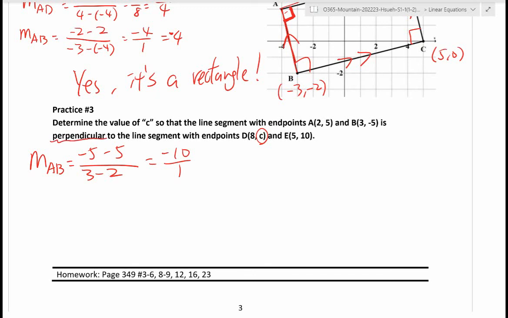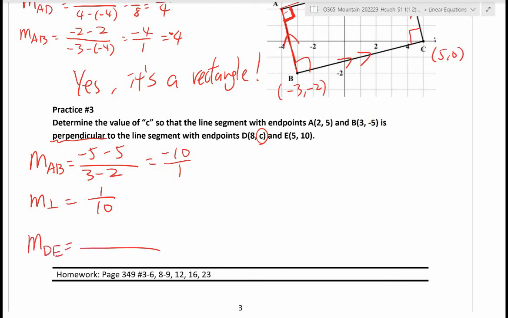Now, if I want it to be perpendicular, that means the slope of the perpendicular line should be 1 over 10, with no negative sign, right? Because it's the negative reciprocal of what it was. So if we want DE to be perpendicular, that means the slope of DE should be 1 over 10. Okay, now let's find out what the slope is for DE.